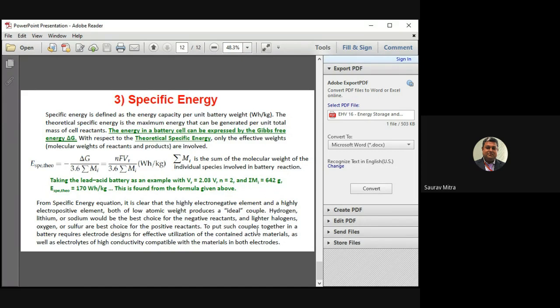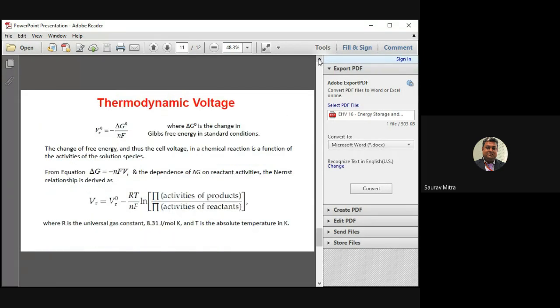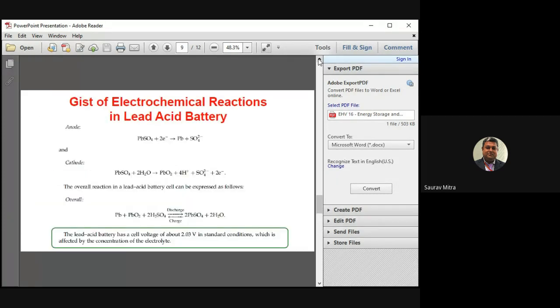To put such two couples together, that means positive reactant and negative reactant, what goes best with what? Putting them together in a battery requires electrode design for effective utilization of the contained active material, as well as electrolytes that are highly conductive and compatible with the material in both electrodes. That means whenever I am saying it's a lead acid battery, what can be the positive reactant, what can be the negative reactant, all those things I have explained.